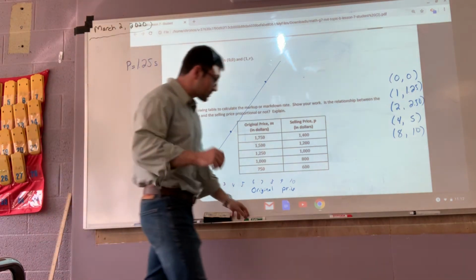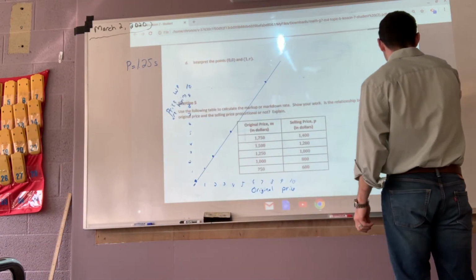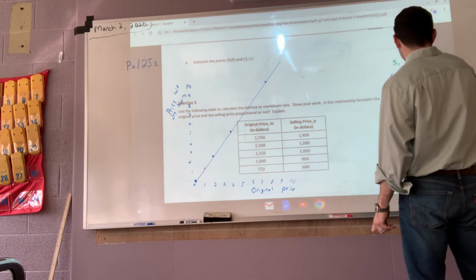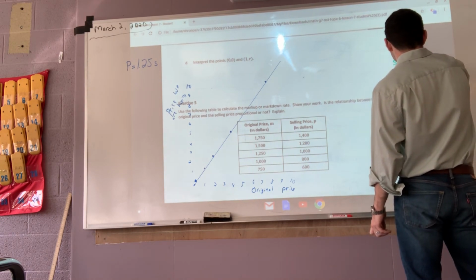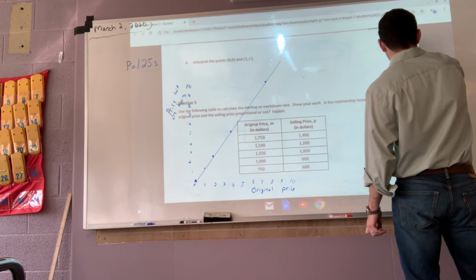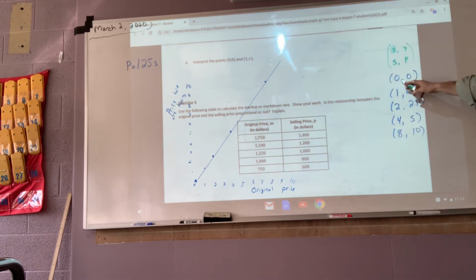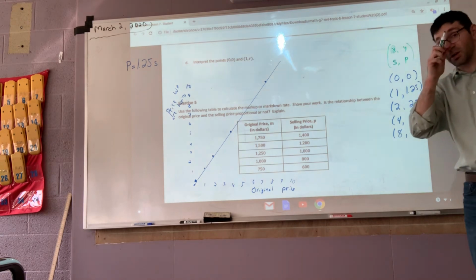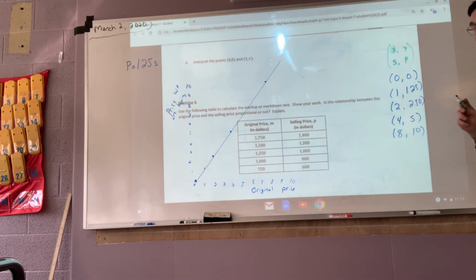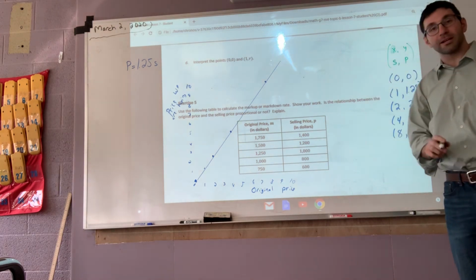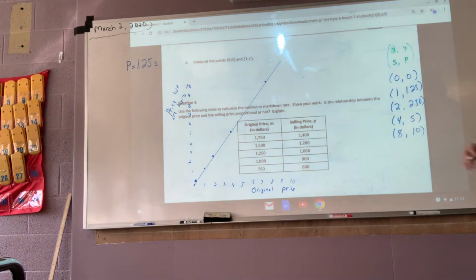Our 0 is my S. Remember, this was S, P, which was really x comma y. So at 0, 0, the original price was $0. The price we paid was $0. So what does 1 comma r mean? The price was $1. R was the price that we're paying. If they said, what was 8 comma 10? 8 was the original price. 10 is the price that we paid.